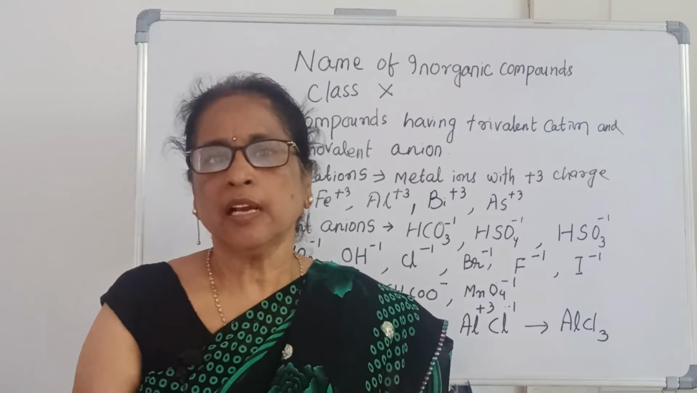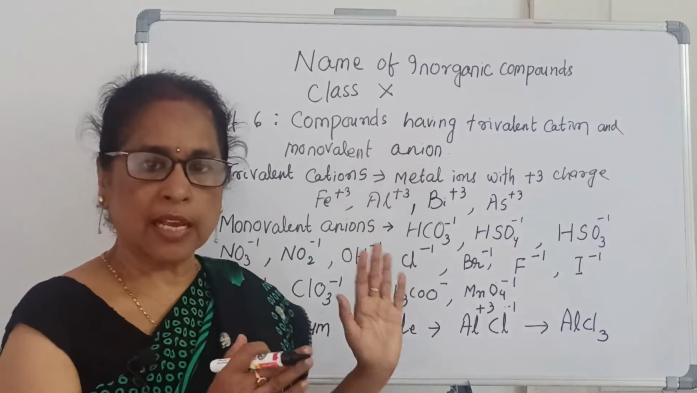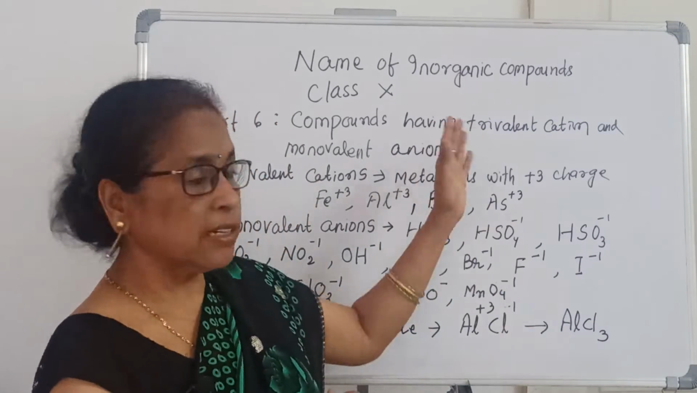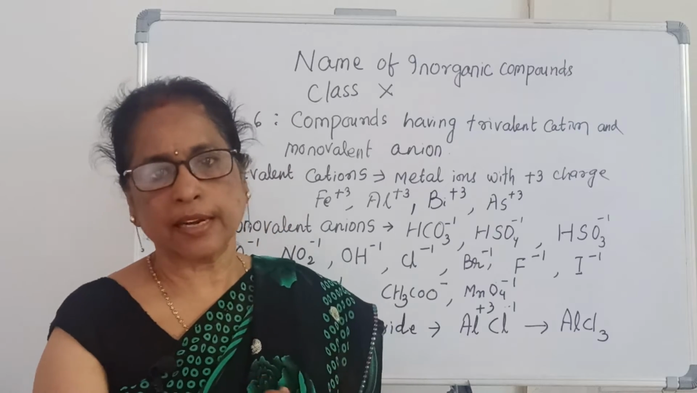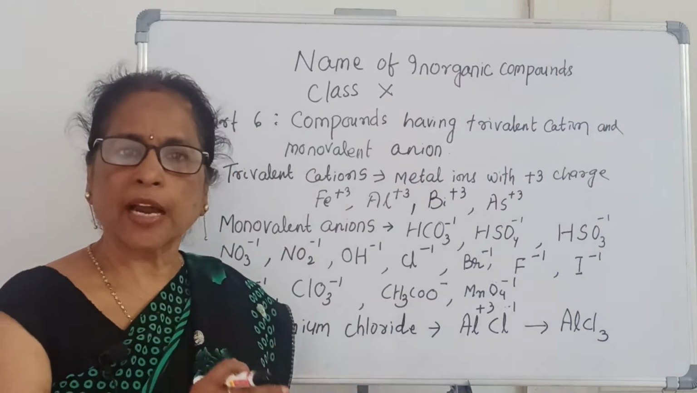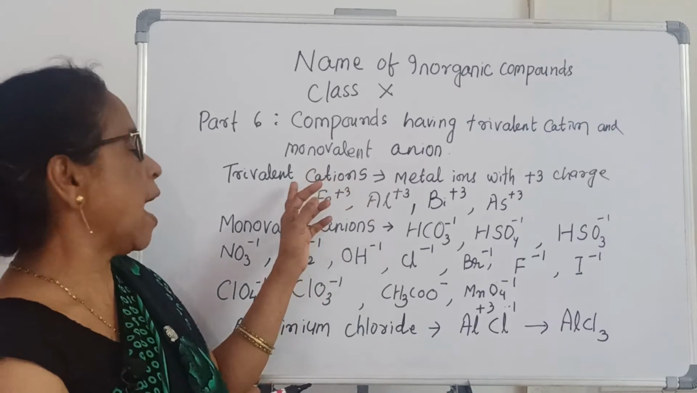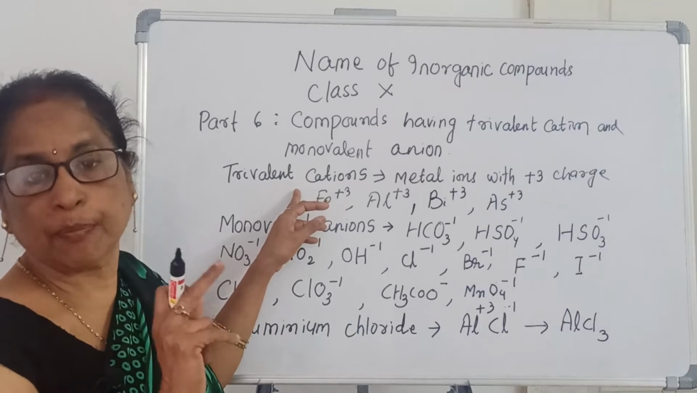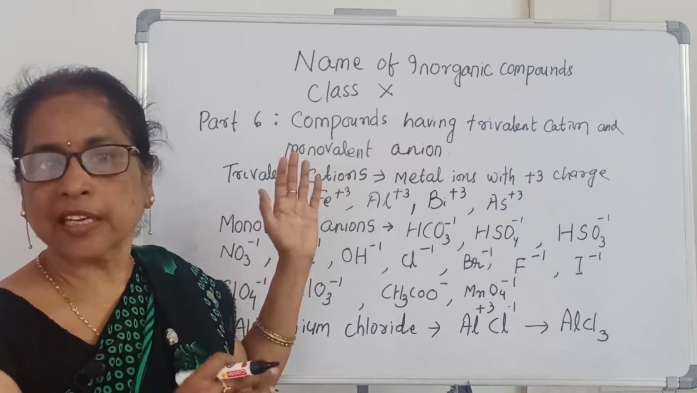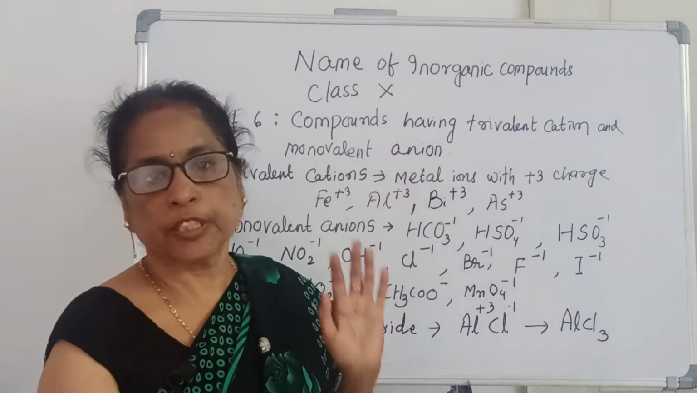That means here the anions are acid radicals, and the cations are basic radicals. Now, what is a trivalent cation? Cation means having positive charge, and here it is 3 plus. Cations are generally from the metal part. Now, metal ions with positive 3 charge.